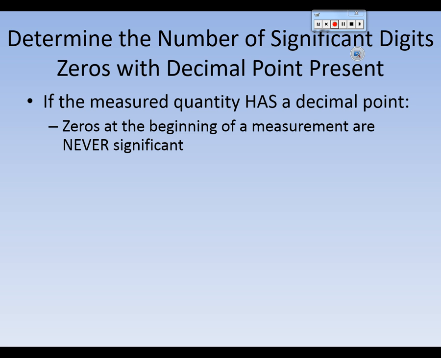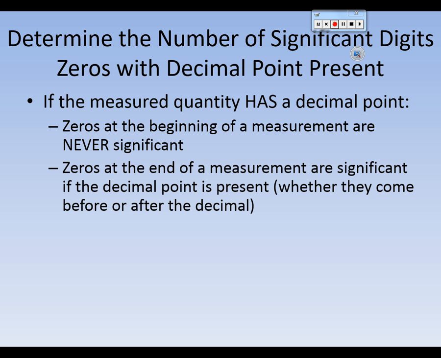Zeros at the end. Zeros at the end are significant if there is a decimal point. If there is not a decimal point, they are not significant.